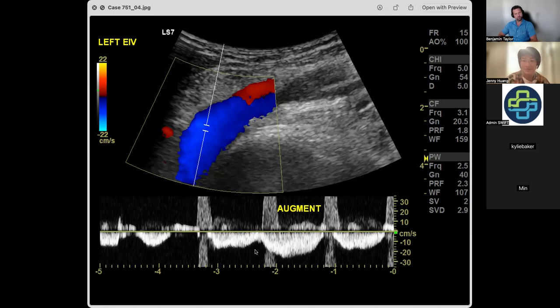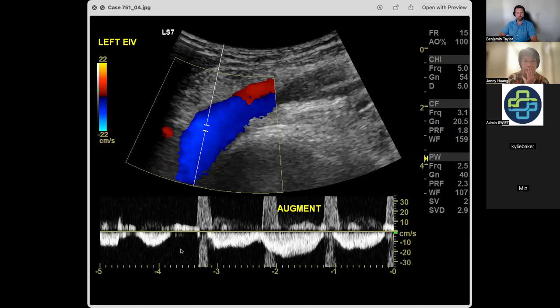I think so. Normally you get a nice big squirt and it comes down and it wraps around so you see it on the other side. So this is a very blunted augmentation. Yeah, okay. All right. So do you have any idea what the different causes of that might be?